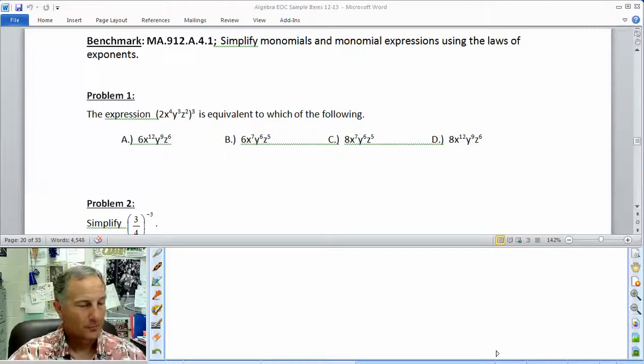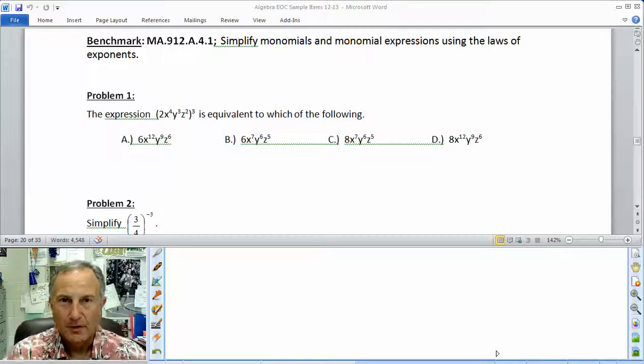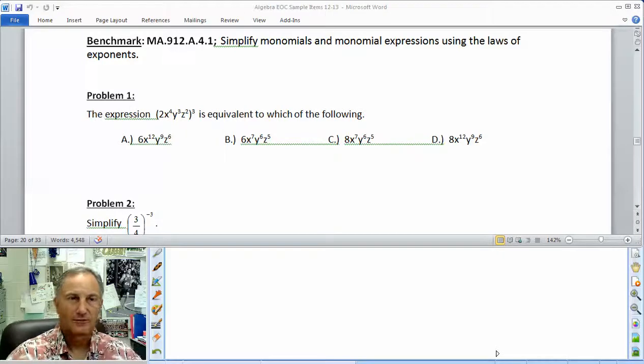All right, here we go. Picking up where we left off: 4.1, simplifying monomials and monomial expressions using the laws of exponents.